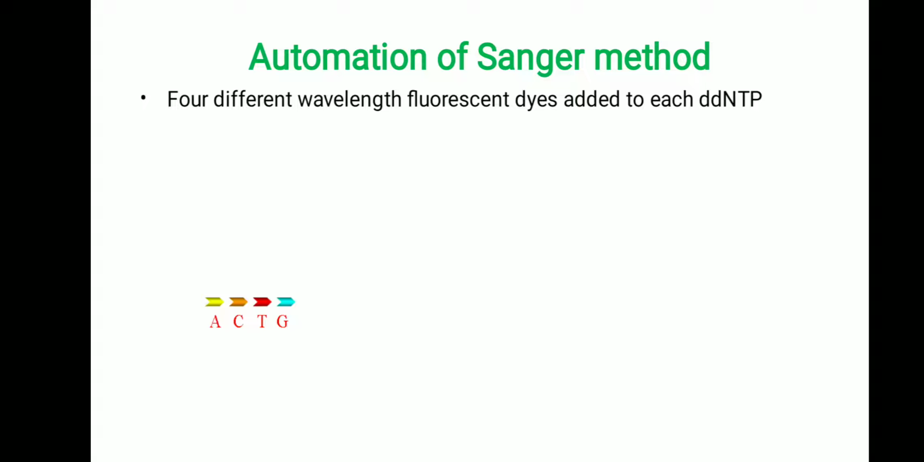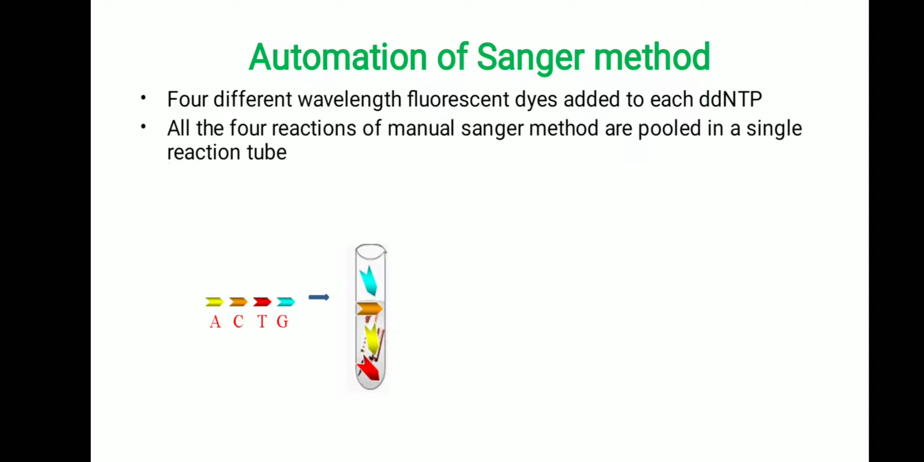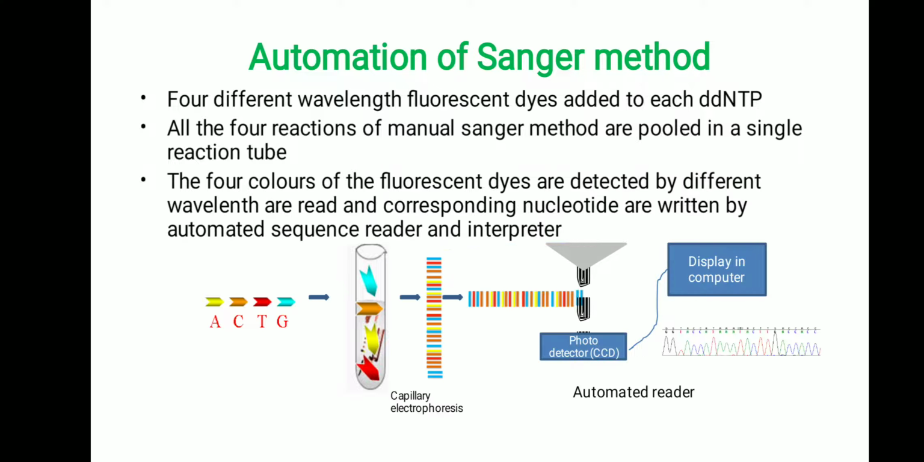The key principle is that 4 different wavelengths of fluorescent dyes are added to the ddNTPs. For example, ddATP is added with yellow fluorescent dye, C with orange, T is red and G with cyan color here. All the 4 reactions of the manual Sanger method are pooled together in a single reaction tube. The 4 colors of the fluorescent dyes are detected by their different wavelengths and read, and the corresponding nucleotides are written by the automated Sanger sequence reader and its interpreter. So, the detector directly converts to digital data, which is stored in the computer.